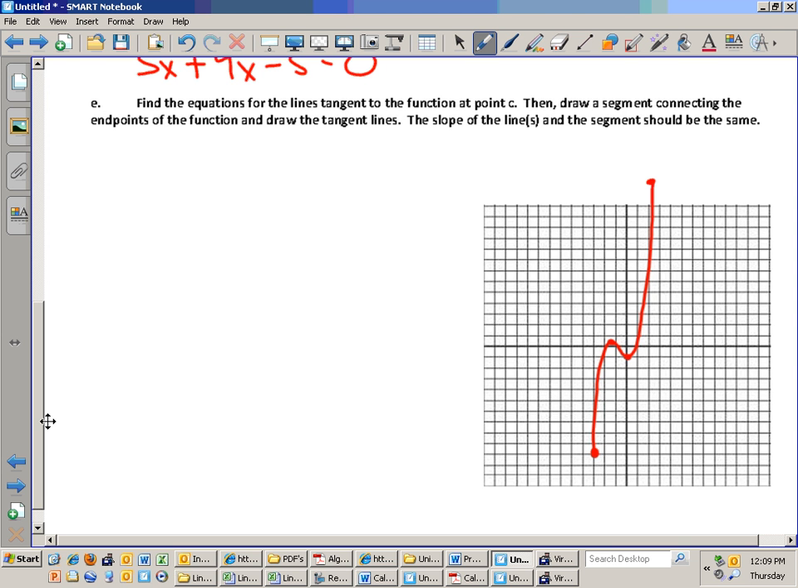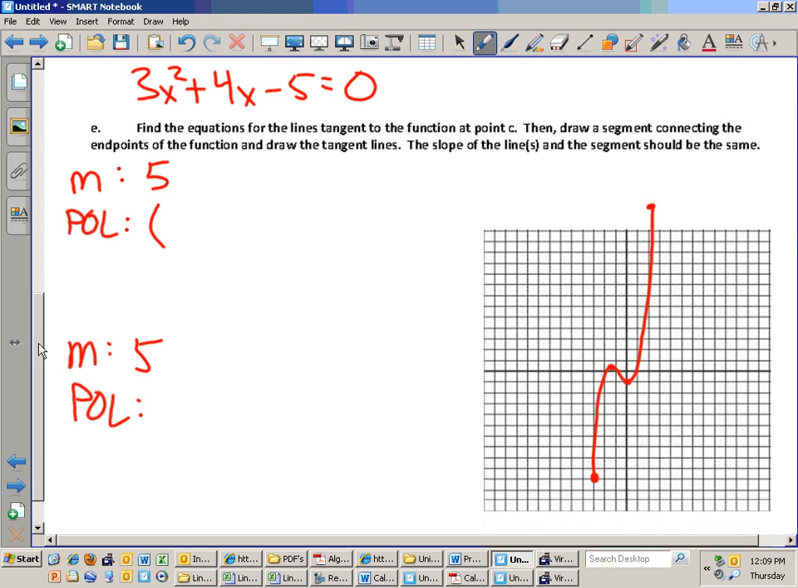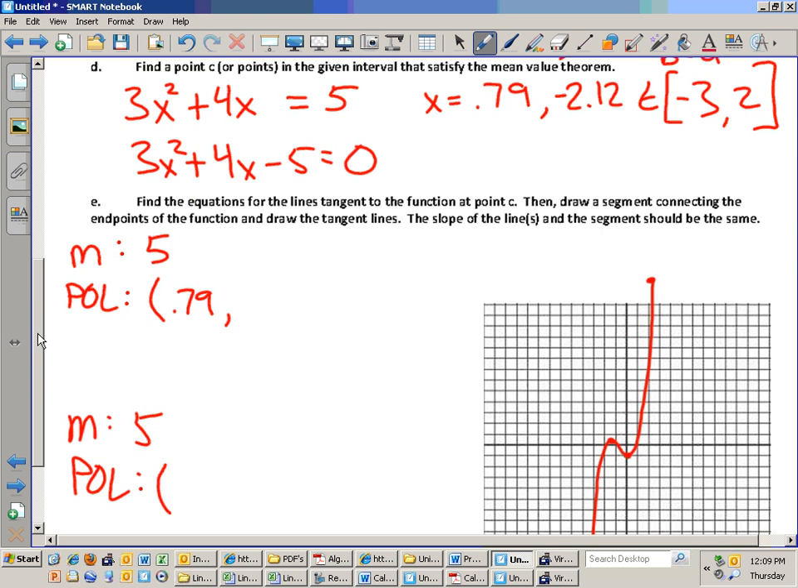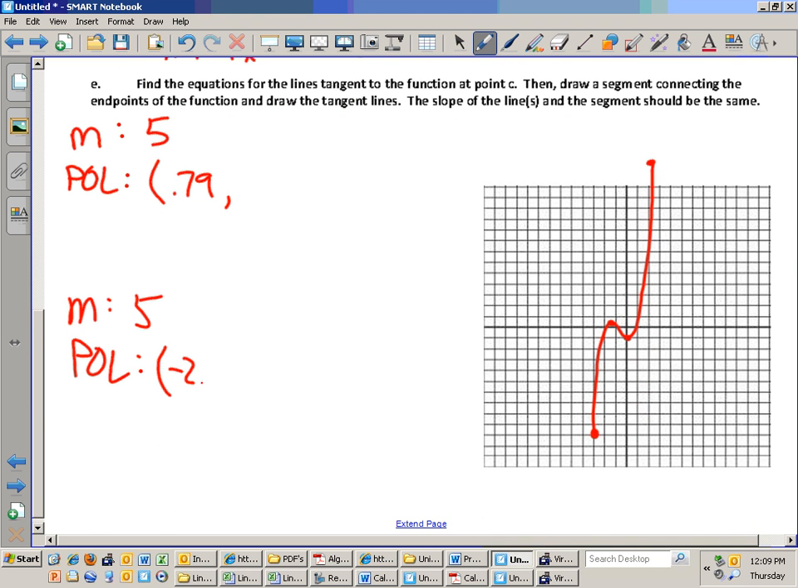So I have 2 equations. The first one, I need m, and I need a point on my line. Second one, I need m, and I need a point on my line. What is the slope of both of them? 5. The point on the line, the first one has an x-coordinate of 0.79. The second one has an x-coordinate of -2.12. How will I find the y-coordinates?